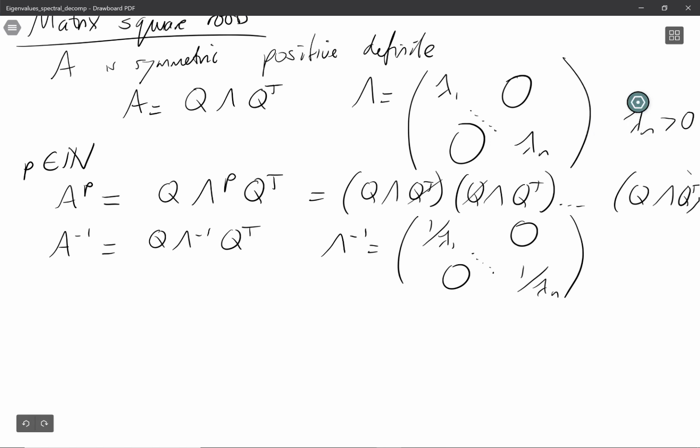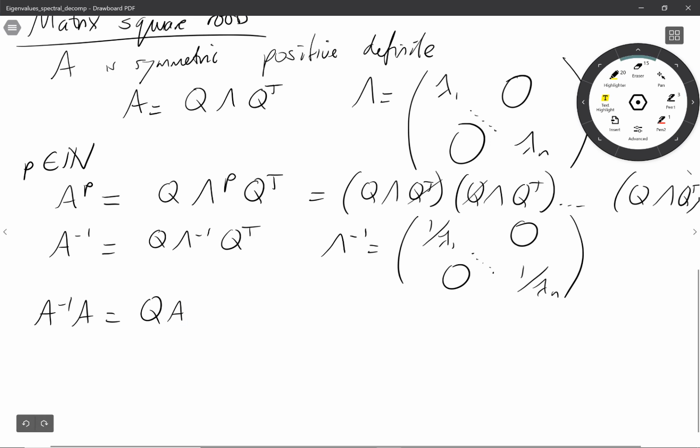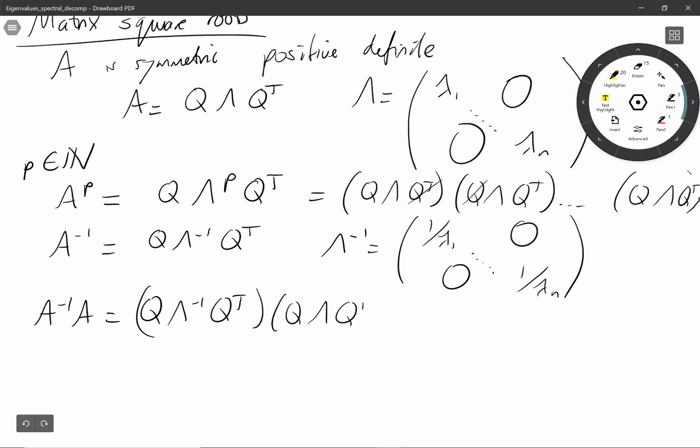So we just check this. If we get A inverse times A, well, this is Q lambda inverse Q transposed times Q lambda Q transposed. So we get Q lambda inverse lambda Q transposed. So we get Q Q transposed, which is the identity.